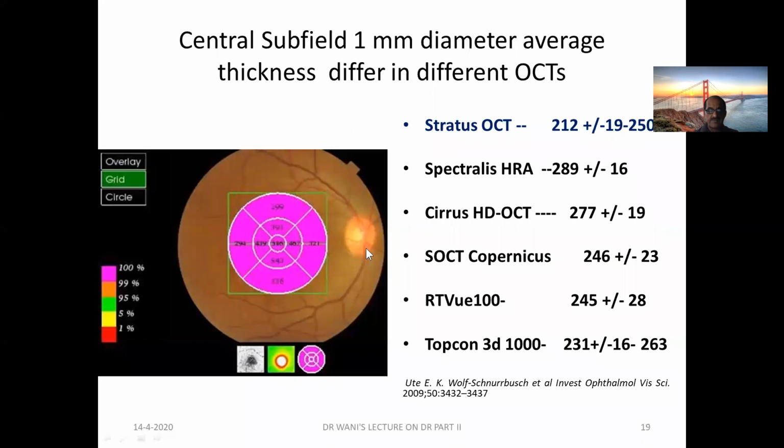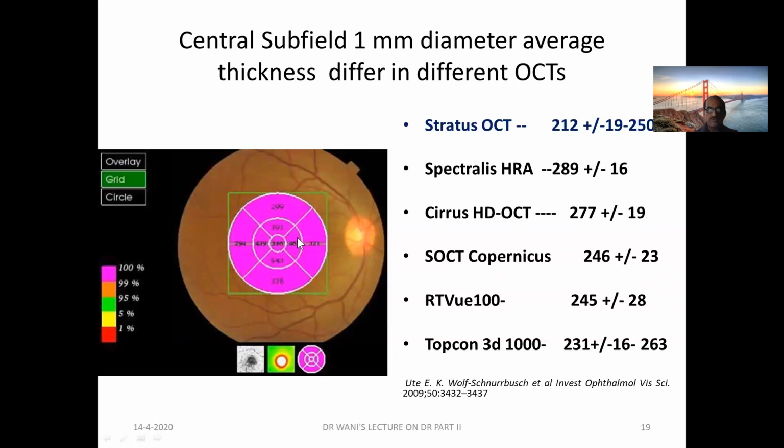So what is that central subfield? If this is the OCT picture, there are 3 circles in this picture. The central circle has 1 millimeter diameter, the middle circle has 3 millimeter diameter, and the outer circle has 6 millimeter diameter. What we are concentrating on is this 1 millimeter diameter circle, and this is called central subfoveal thickness.